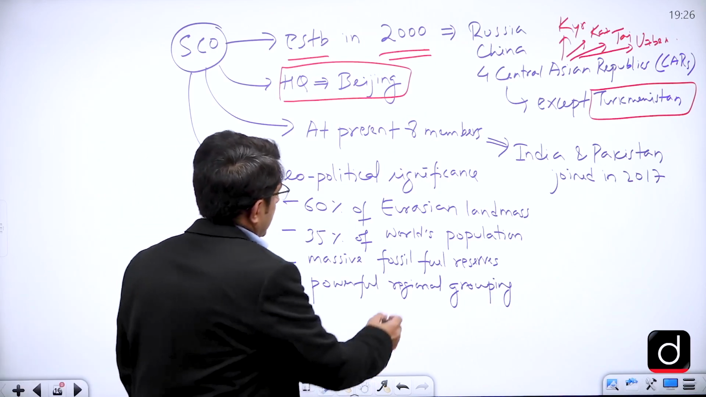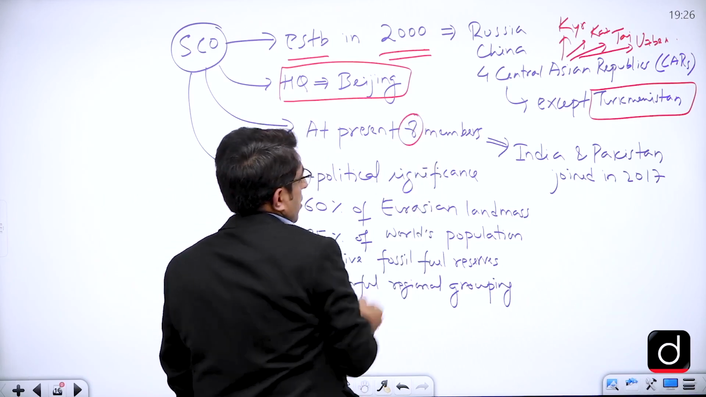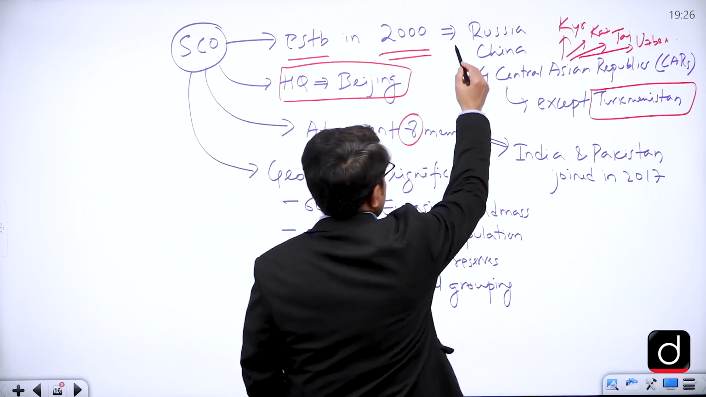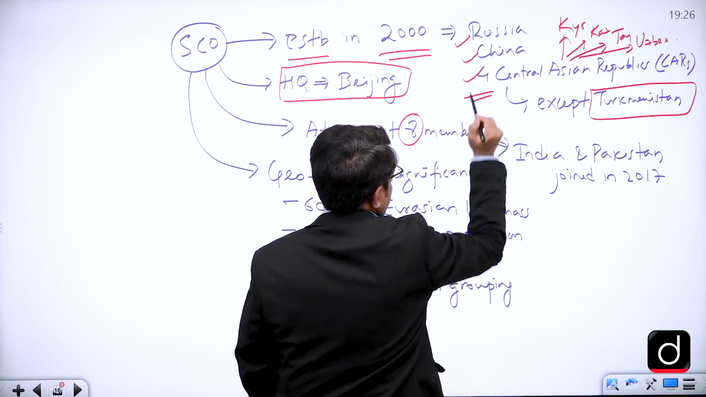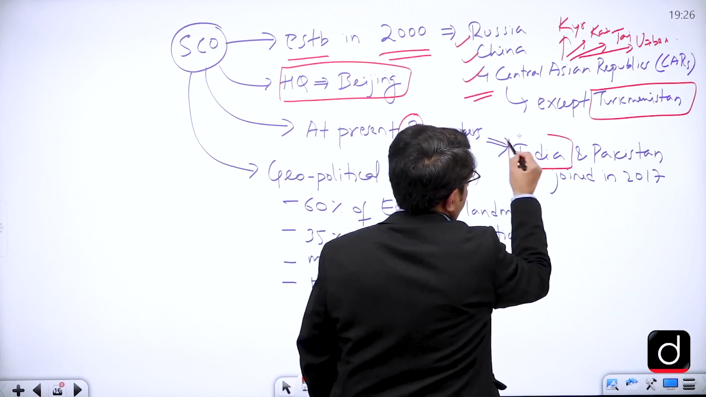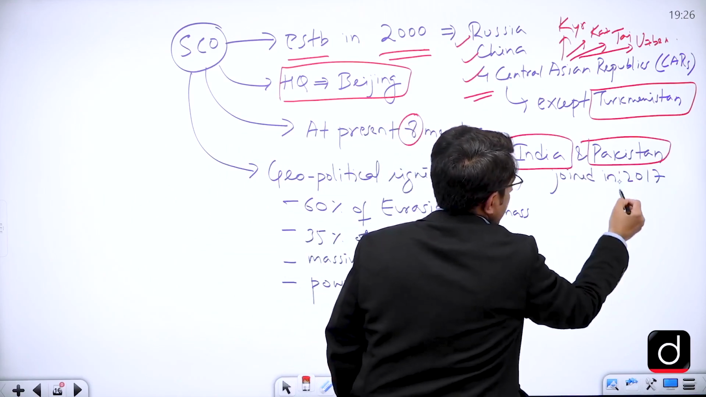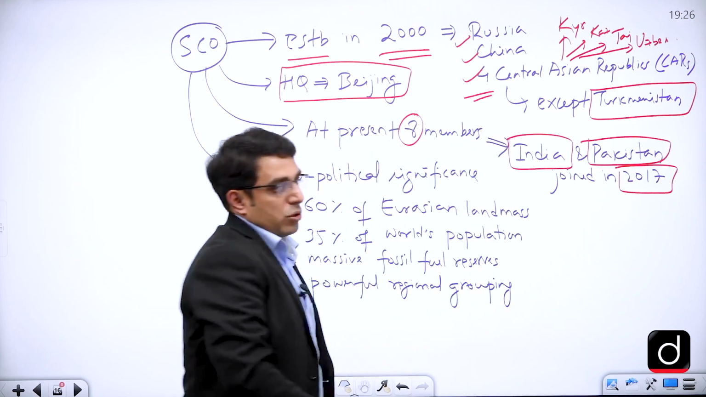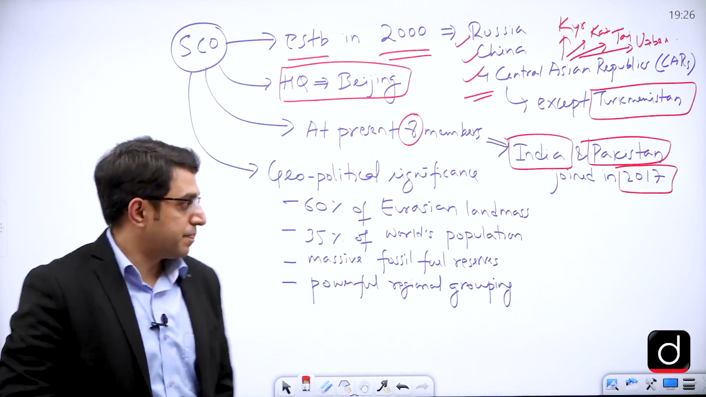And at present, it has 8 members. So, originally there were 6 members, but India and Pakistan were given full membership of SCO in 2017. So, now it is having 8 members.